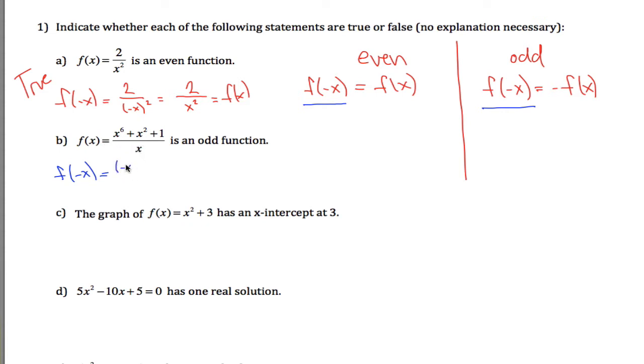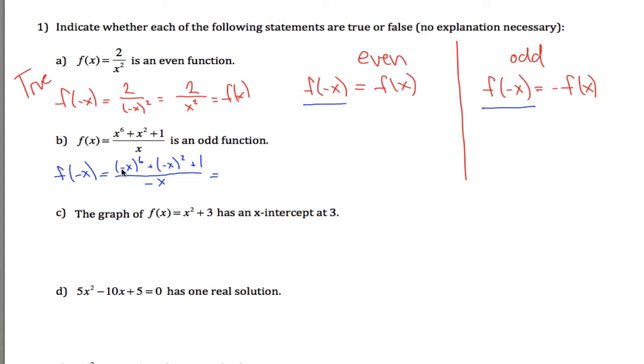So instead of x to the 6th, I got negative x to the 6th. And instead of x squared, I got negative x squared. And instead of the x on the bottom, I got negative x. And now what I want to do is simplify this thing and try to figure out, is that the same as the negative of f of x? Well, let's see, negative x to the 6th power, negative x times negative x times negative x 6 times.